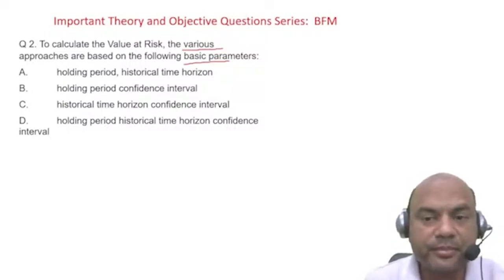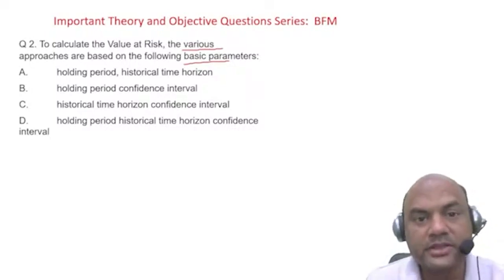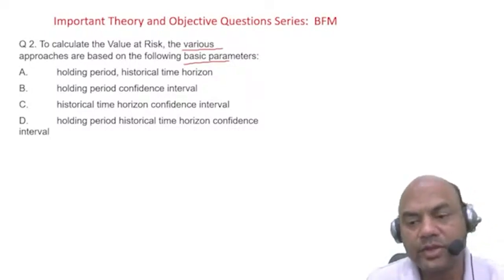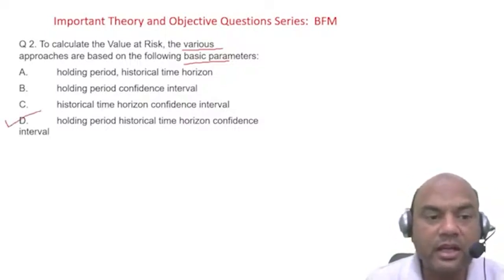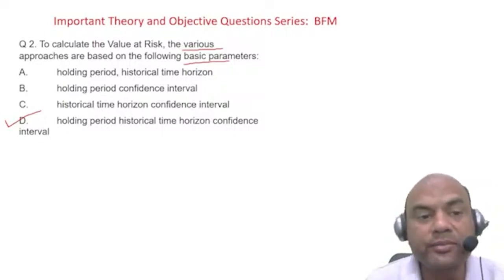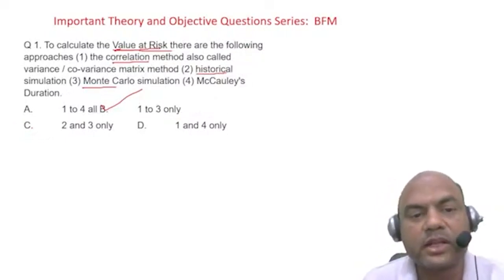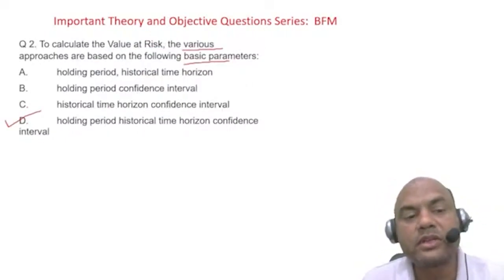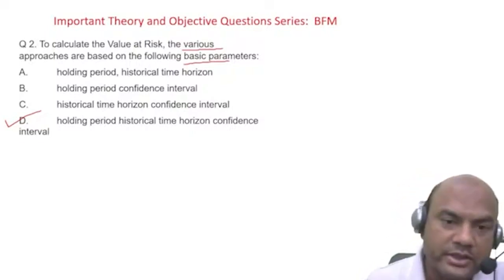Yeah, think over it. Everyone, fast. It is D. Correct. Holding period, historical time zone, and confidence interval. All the three are required. To calculate all the three approaches, correlation, historical, and Monte Carlo, all are based on these three parameters: holding period, historical time horizon, and confidence interval.